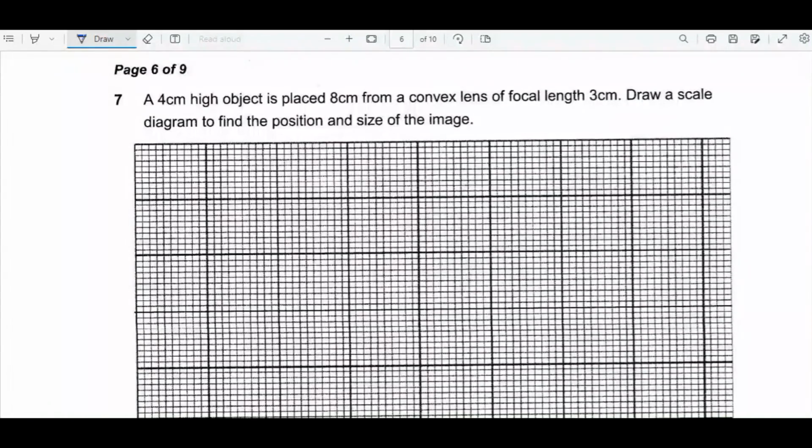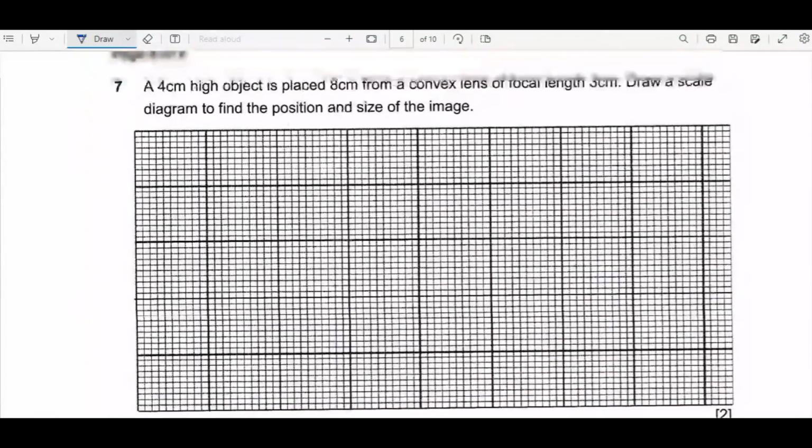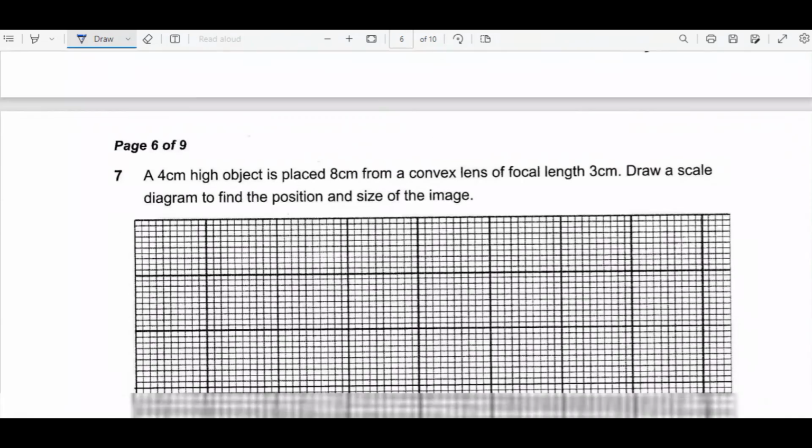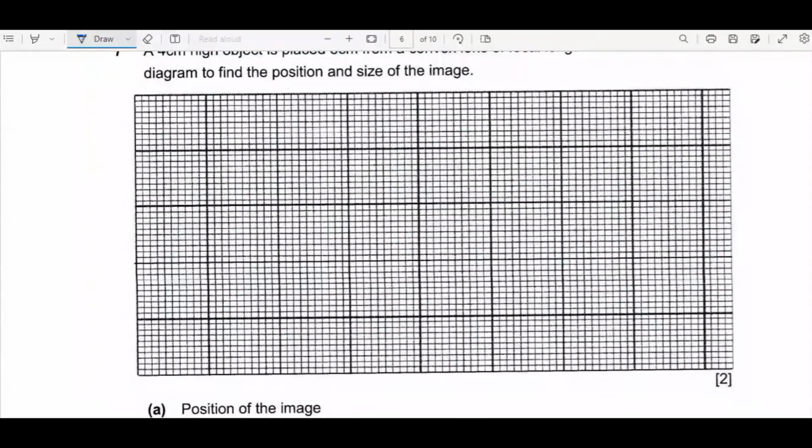Question 4. A 4 centimeters high object is placed 8 centimeters from a convex lens of focal length 3 centimeters. Draw a scale diagram to find the position and size of the image. So how can we do this? We need to draw the principal axis. First you begin by drawing the principal axis, very important.